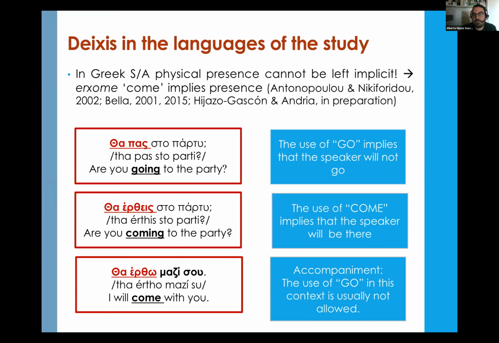And there are other contexts, like the accompaniment, where the use of go is normally not allowed. So, θα έρθω μαζί σου, I will come with you. It's very weird to say I will go with you.